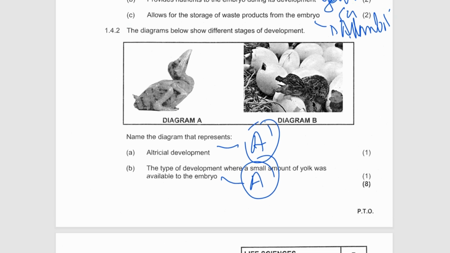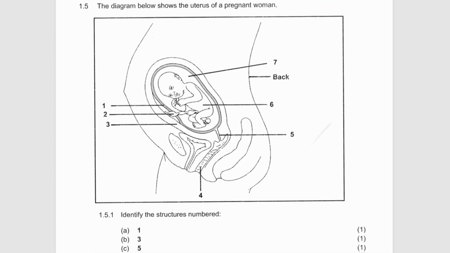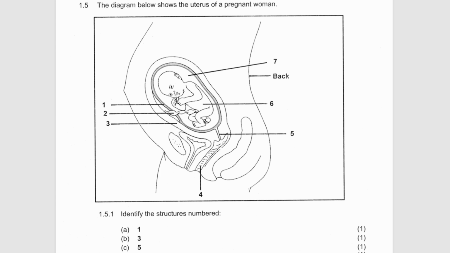Yeah, this one has a large amount of food in its yolk, therefore it is able to develop fully, while this one has a small amount of yolk, therefore it couldn't develop fully because the nutrients were not enough. Yes, so the answer is A. Then we go to the next question.